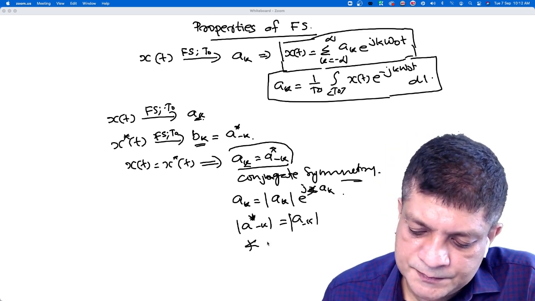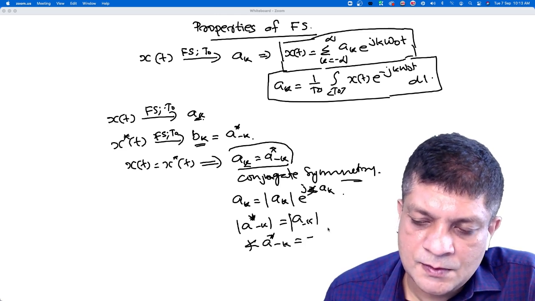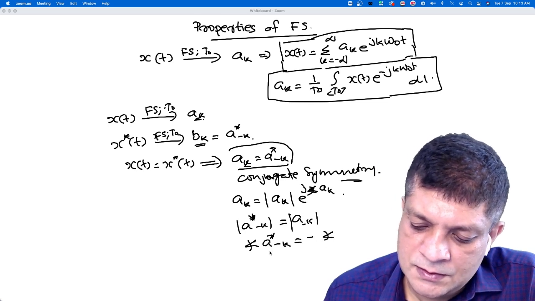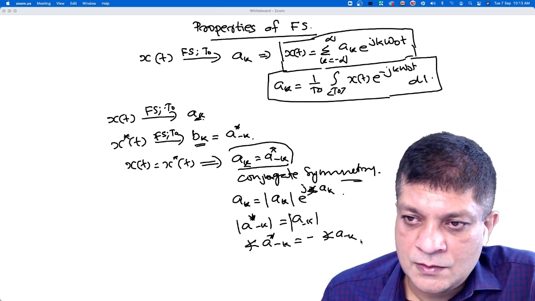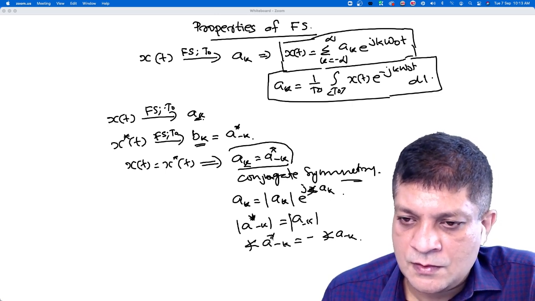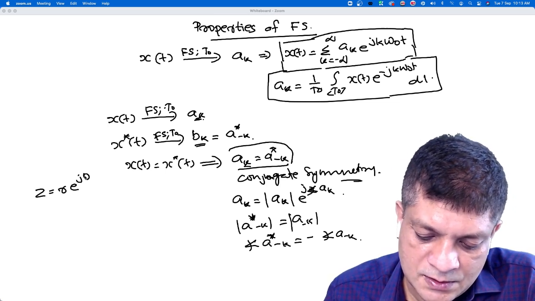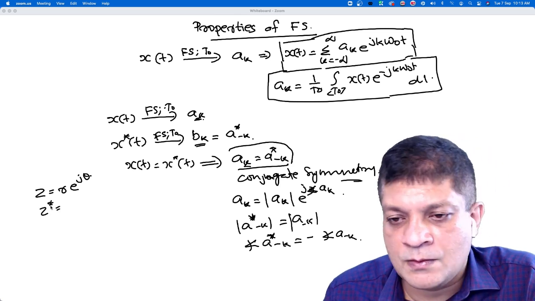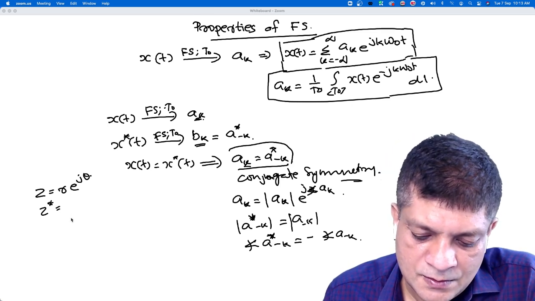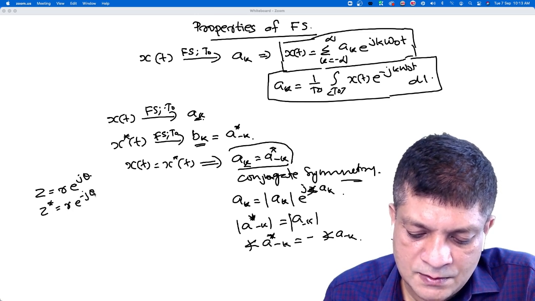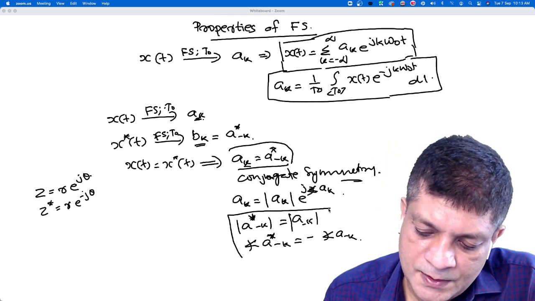And what about the argument? Is it minus? This is the notation we are using. Is this true? What I am writing here is, if you consider a complex number z equal to r e to the power j theta, what is its conjugate in terms of the polar representation? Is it r e to the power minus j theta? Yes. That is what I am writing here.